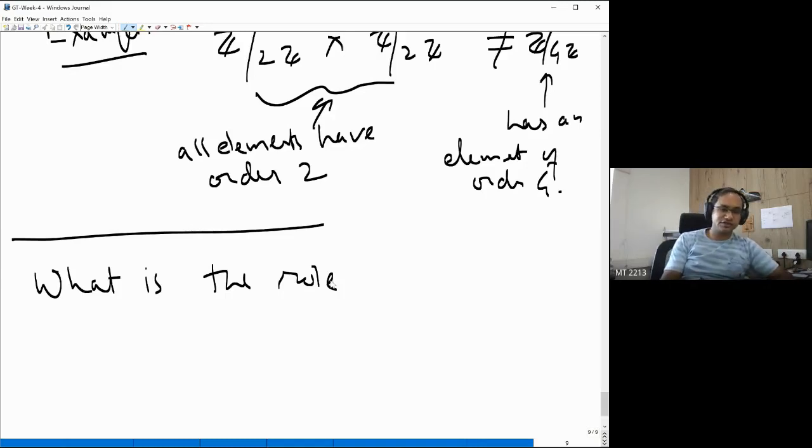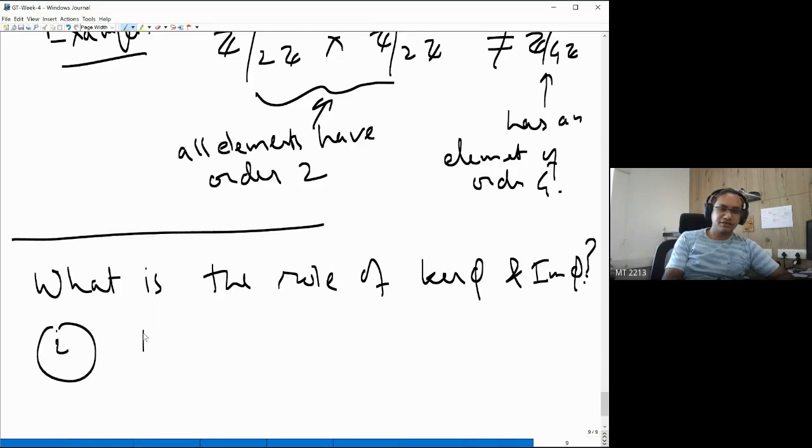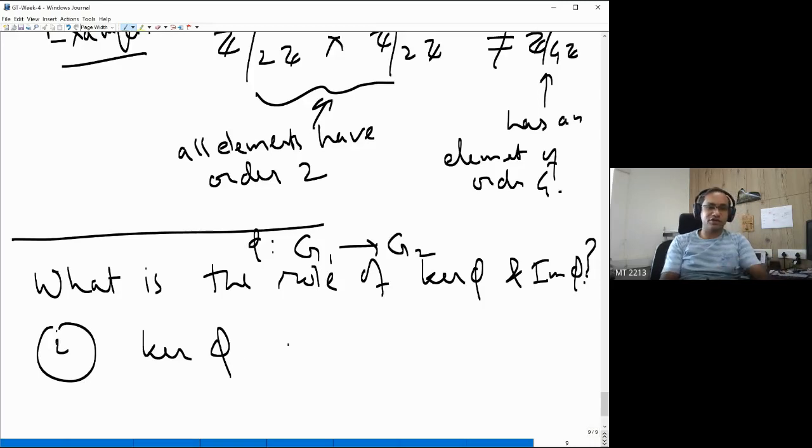Okay, so what is the role of kernel of phi and image of phi? So here it is. So first claim is kernel of phi. We know kernel of phi is a normal subgroup, right? So remember, phi is a group homomorphism from G1 to G2. So kernel of phi is a normal subgroup of G1. So kernel of phi is identity if and only if phi is injective.